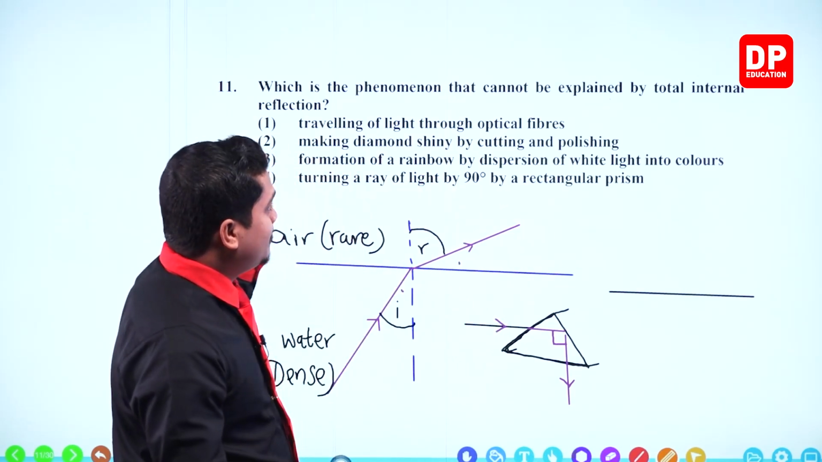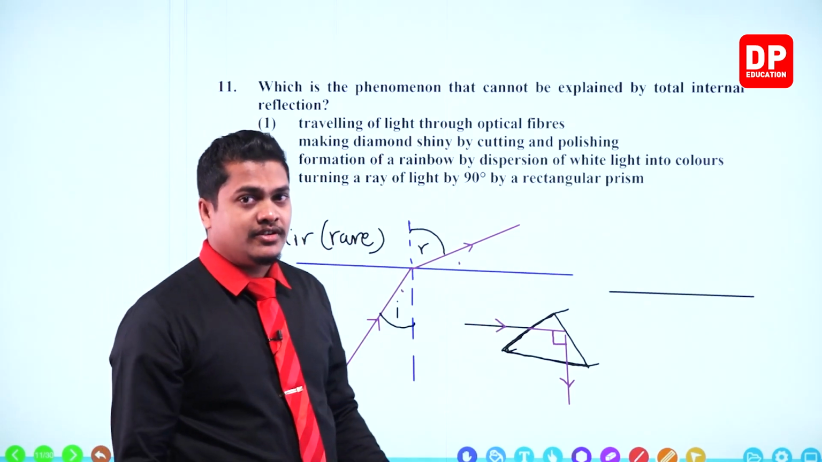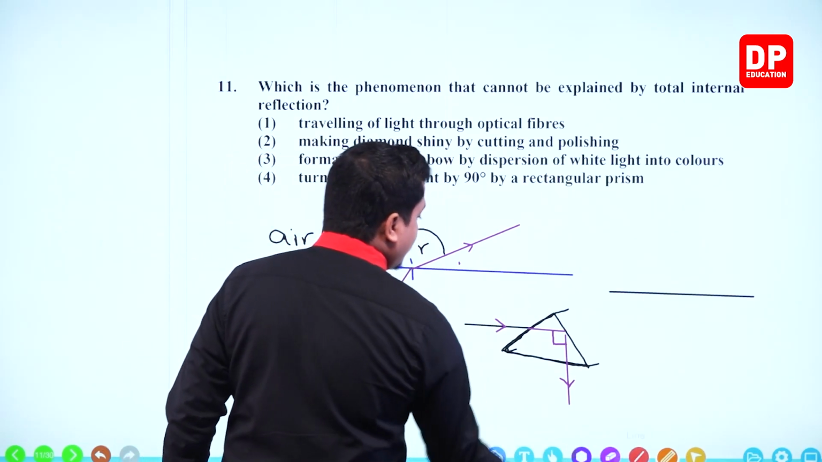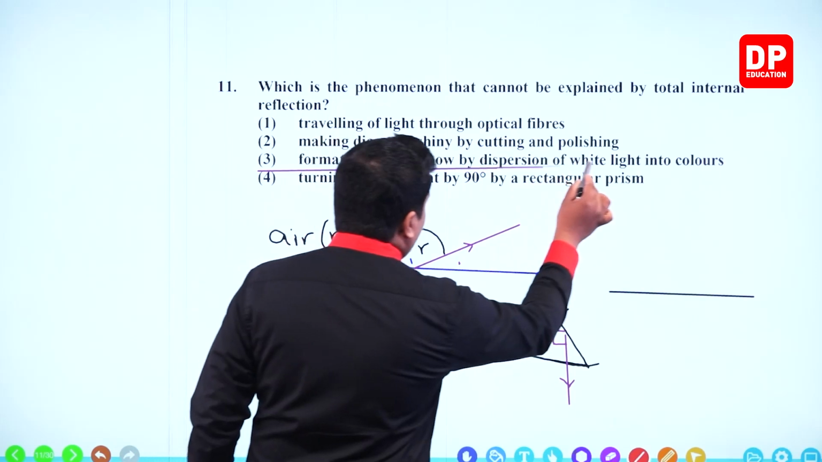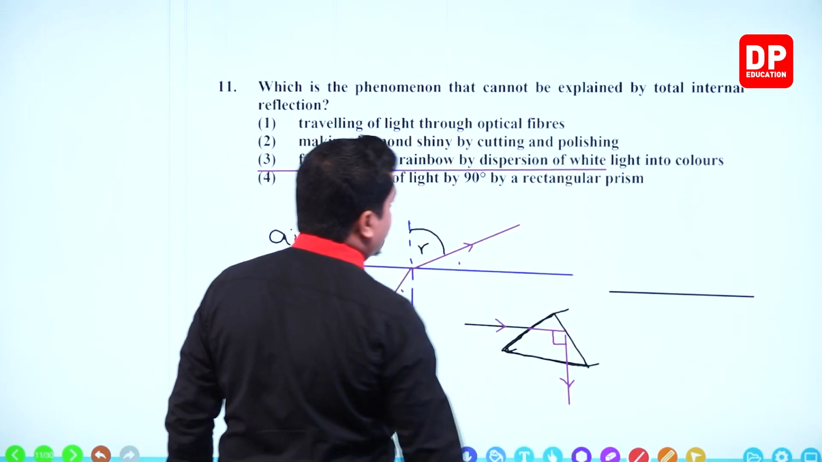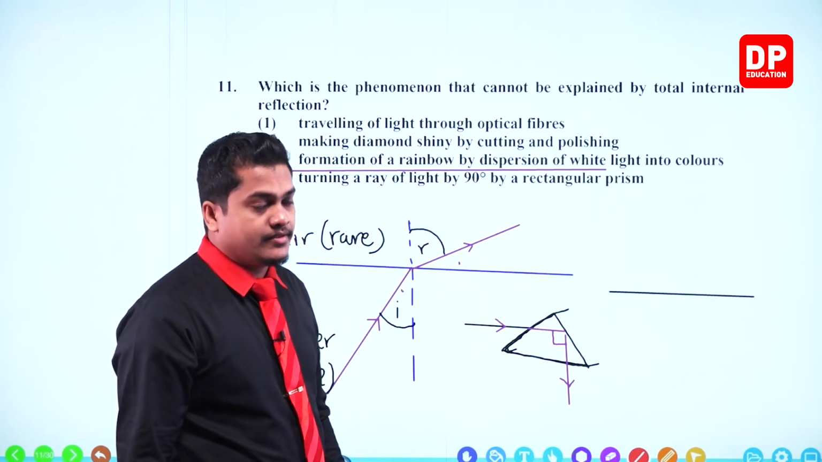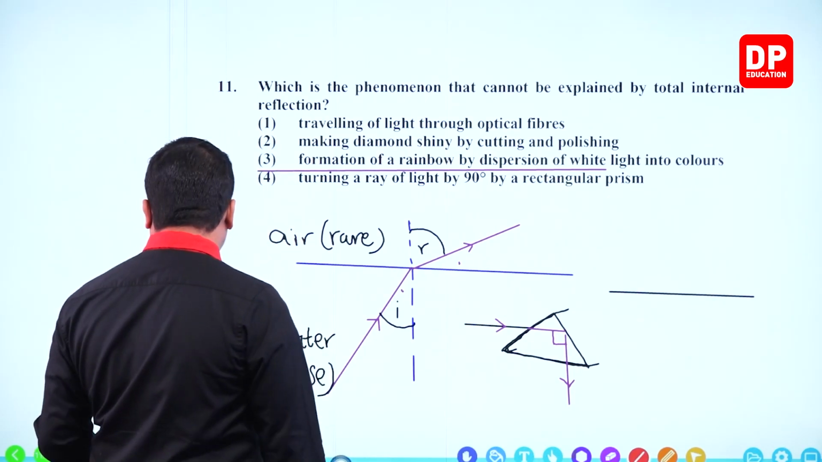It's not happening because of total internal reflection, it's happening because of dispersion. So our answer should be, my dear children, formation of rainbow by dispersion of white light into colors. This is the answer for the 11th question.